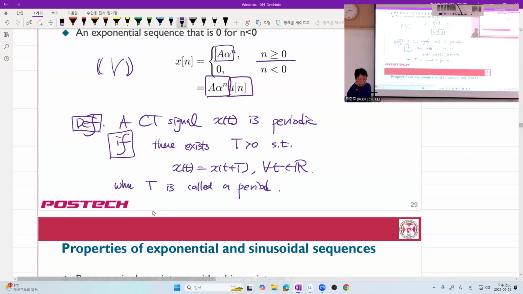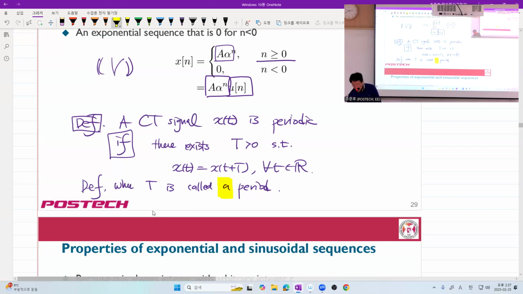By the way, we Koreans use the Korean language, which does not have articles, and that makes a lot of problems. Here, you may say that this single letter may not mean much, but actually it implies a lot. If I say T is called a period, what does that mean? There could be non-unique periods given a periodic signal.